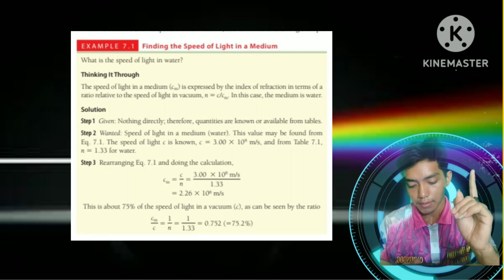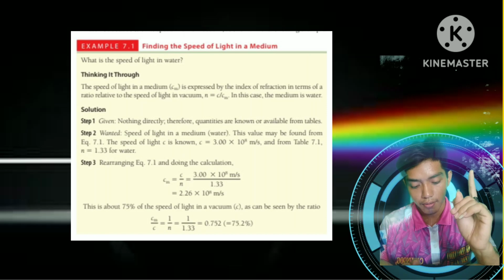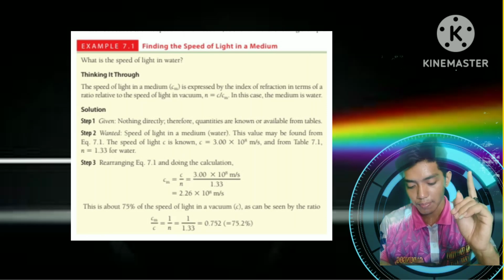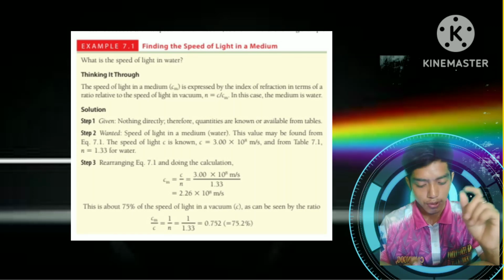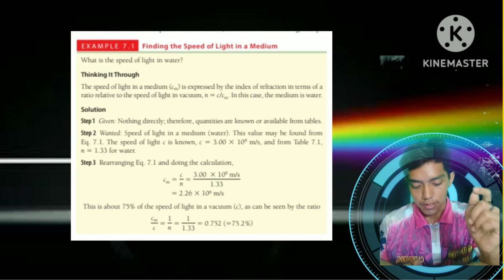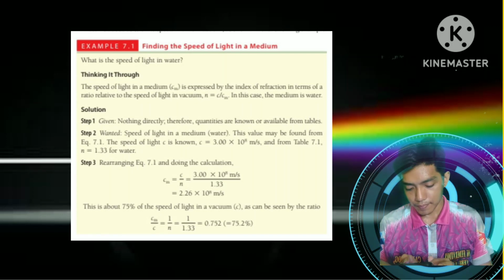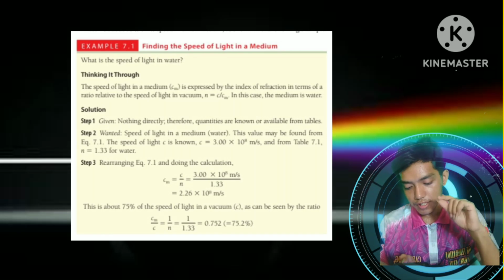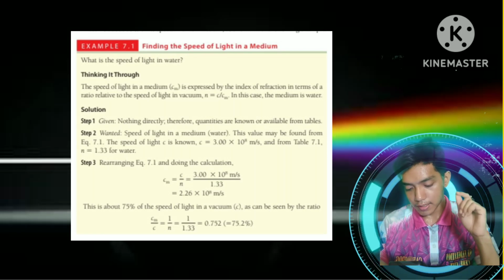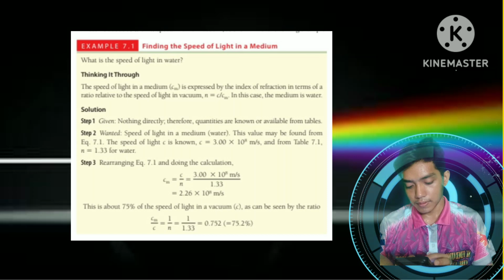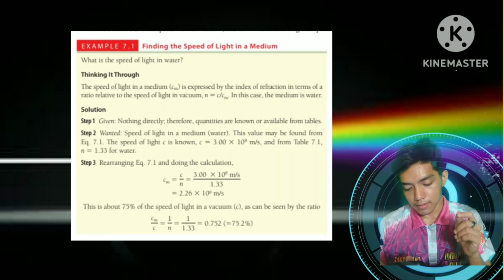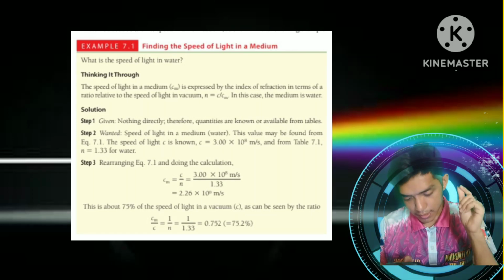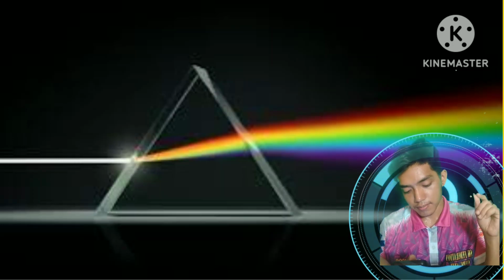Solution. Given: nothing directly, but the quantities are known or available from tables. Wanted: the speed of light in a medium, water. This value may be found from the equation 7.1. The speed of light is known: c equals 3.00 x 10^8 m/s.